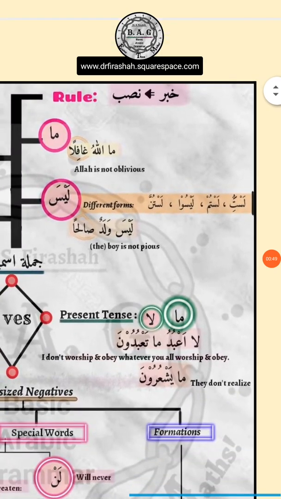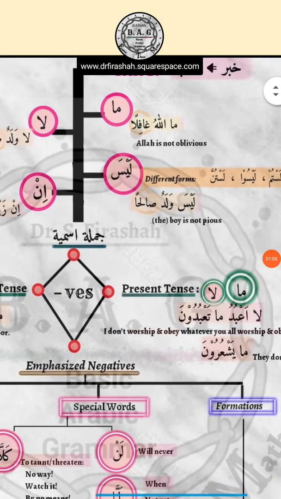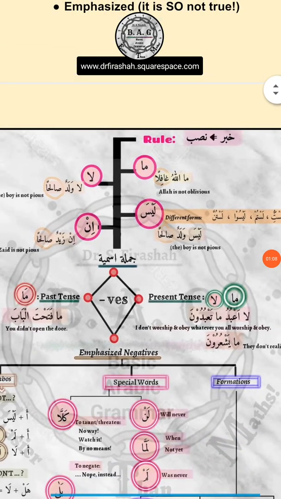So the only unique thing about laysa is that it can mold itself according to the past tense suffixes. So that's what you need to remember. Otherwise, the entire concept remains the same, that the khabar has to be in nasab form. So we are done with our jumla ismiya.